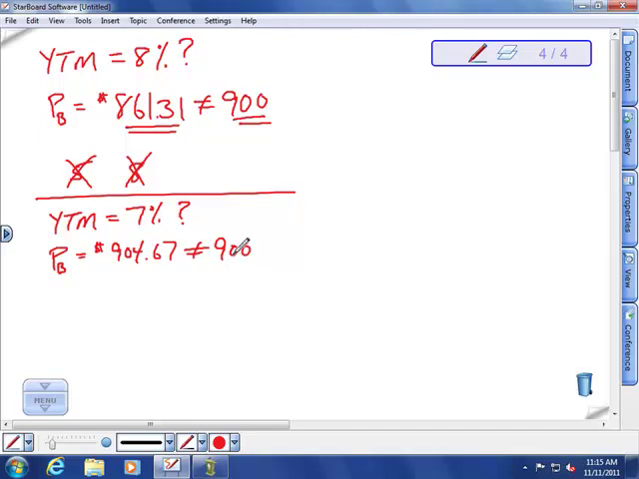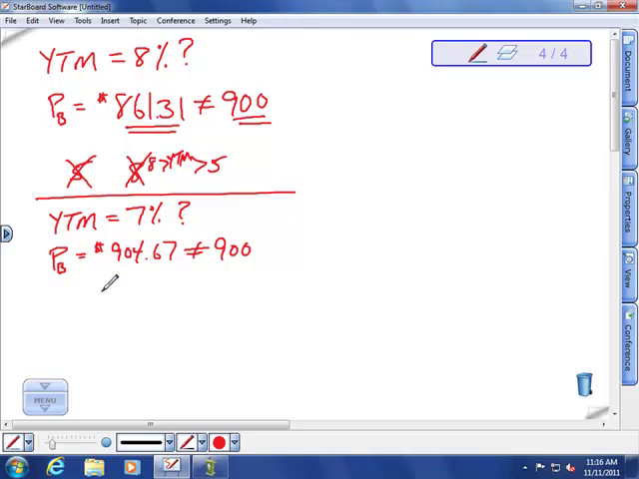If we wanted to get more exact, one thing we need to realize here is we've narrowed it down to a range. It wasn't 5%, it wasn't 8%, but we knew it was somewhere in between. It was greater than 5% and less than 8%. That's our yield to maturity. And so now we've narrowed that range down. If we wanted to try another rate to find the yield to maturity, what rate should we use? Something greater than 7% or something less than 7%?